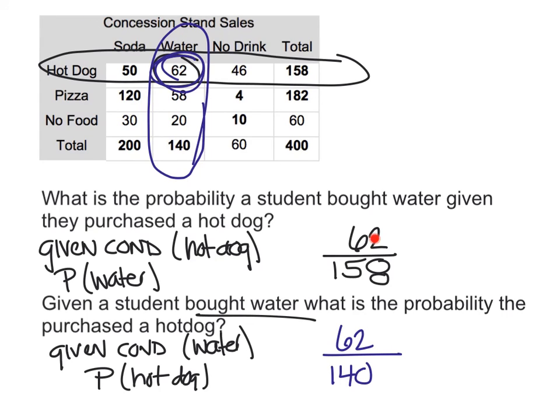Now clearly those aren't going to be the same thing. Even though the numerators are the same, the denominators are not. Well, I think that does it for us tonight, and I think if you just identify the given condition, that makes this probability fairly decent.